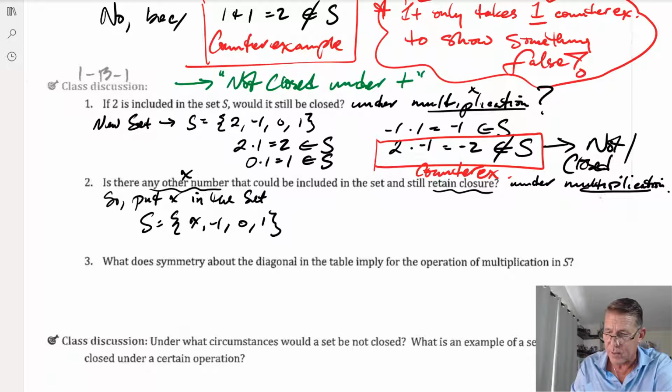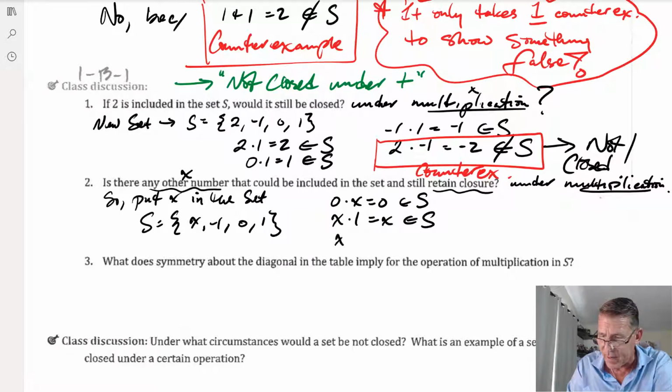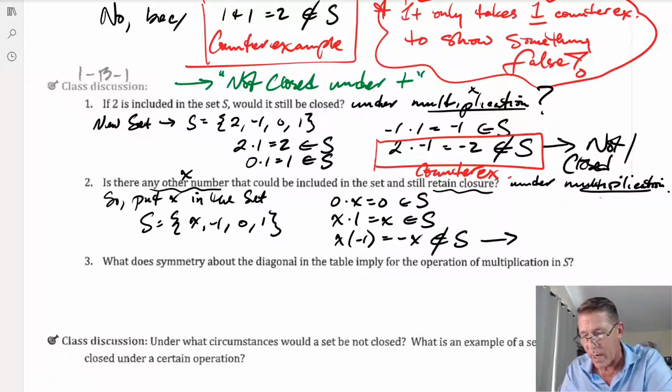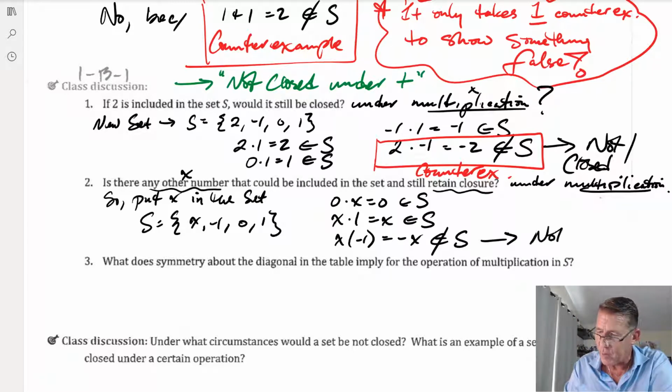Let's start multiplying here. It looks like 0 times x is 0, which is in the set, so looking good so far. All right, let's take x times 1. x times 1 is x, which is in the set, looking good there. But if I take x times -1, I get -x, which is not in the set. So right away, boom, it doesn't matter what number I put in there. If I add another number, it's not going to be closed.